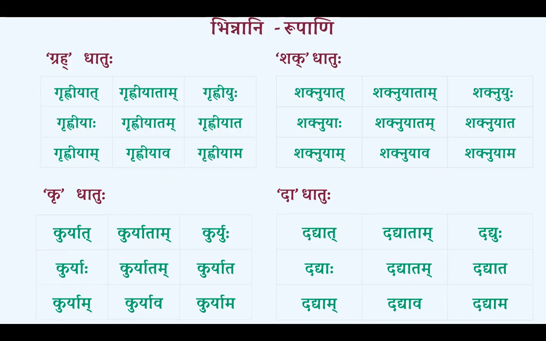Bhinani rupani. Graha dhatuhu: grinniyat, grinniyatam, grinniyuhu, grinniyaha, grinniyata, grinniyatam, grinniyam, grinniyava, grinniyama. Etat punah pathate, this one.